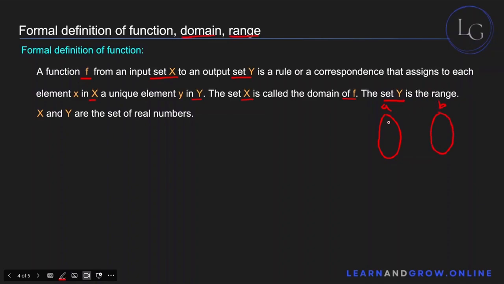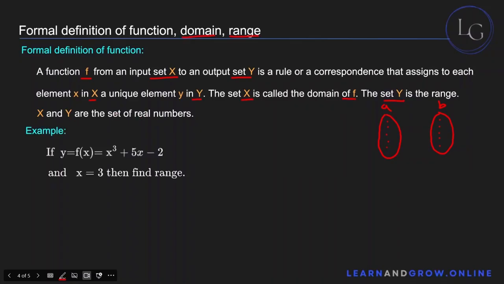So each element in A and each element in B, right? And let's say this is a function. The set A is called the domain of the function, and the set Y is the range of the function. And they have to be sets of real numbers, by the way.